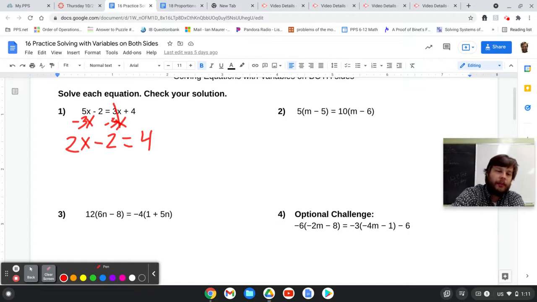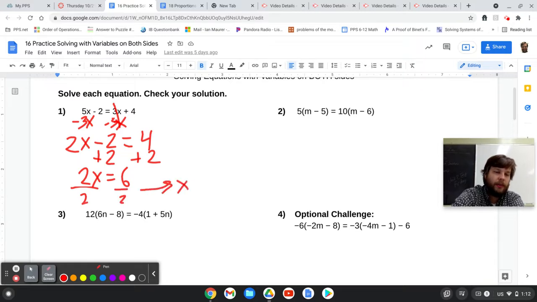Now we're down to a two-step equation. It should feel very familiar at this point. We're adding 2 to both sides, so we have 2x equals 6. And then we're dividing by 2, and we have x is equal to 3.